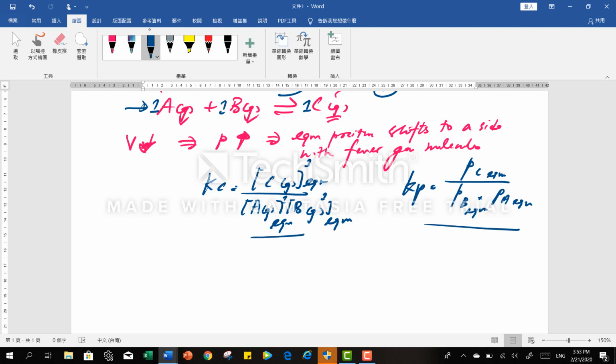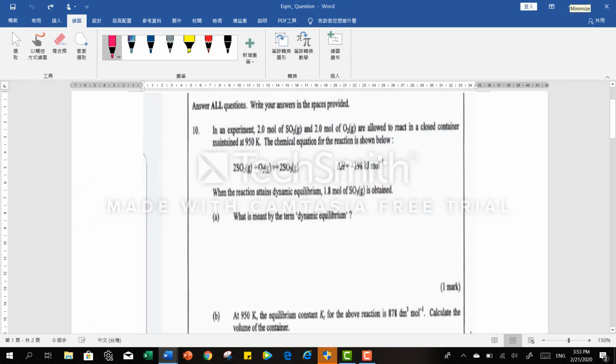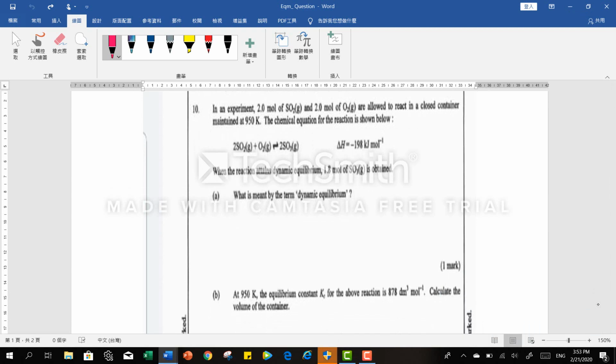Okay, then we go back to the question first. This is the question I gave you. In an experiment, 2 mole of SO2 and 2 mole of O2 are placed in a closed container. We know that only in a closed container can the equilibrium be attained. At this temperature, when the reaction attains equilibrium, 1.8 mole of SO3 will be obtained.